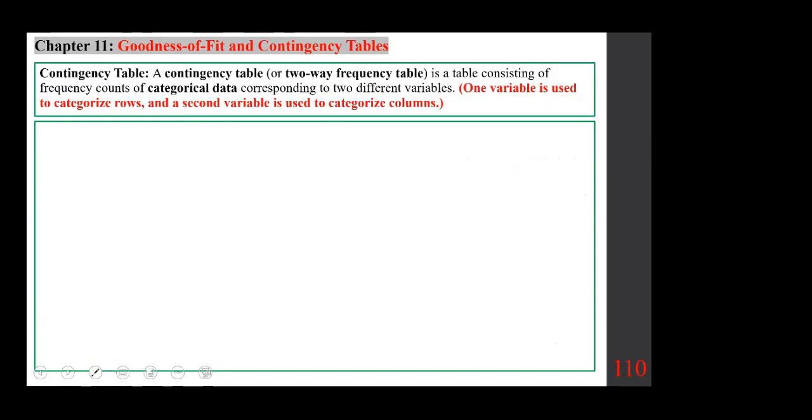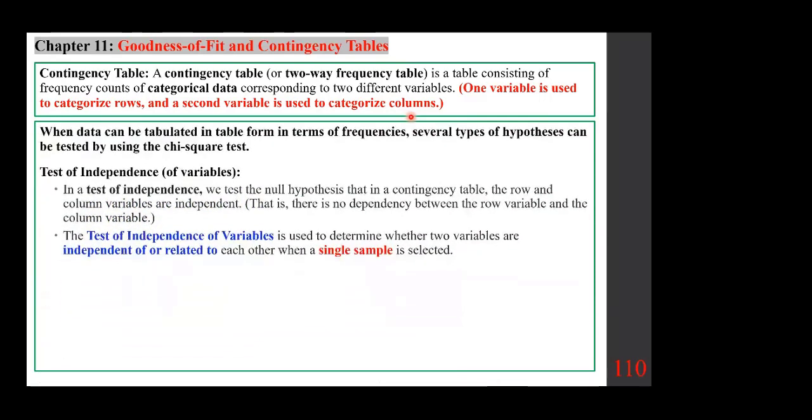So let's get a couple of things out of the way by recalling the contingency table, or two-way frequency table. It is a table consisting of frequency counts of categorical data corresponding to two different variables. One variable is used to categorize rows and the second one for columns. When data can be tabulated in table form in terms of frequencies, several types of hypotheses can be tested using the chi-squared.